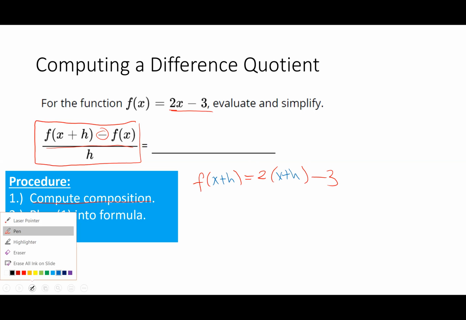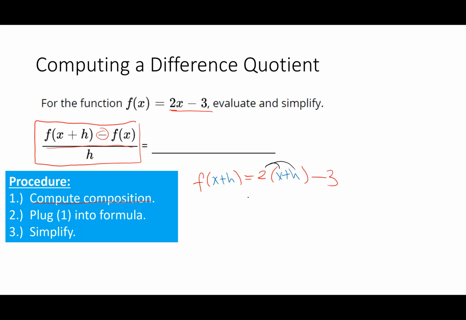All right, so now what I'm going to do is distribute the 2. So I get 2x plus 2h. Goodness gracious.